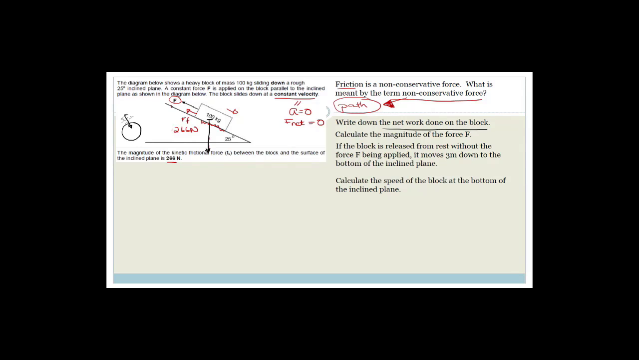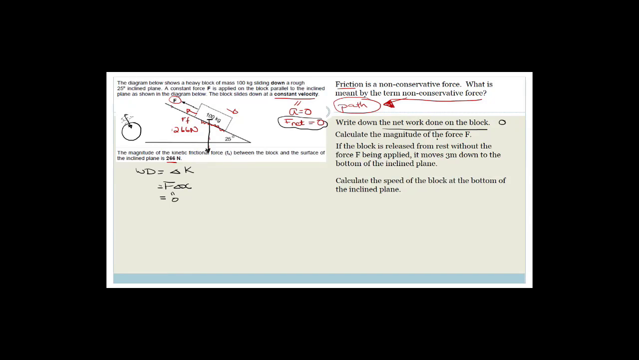Now it says, write down the net work done on the block. The net work done on the block. Well, we know that the work done is equal to delta K. We also know that work done is equal to F delta x. Okay, so the net F is 0, therefore there is no work done. So the correct answer here is 0.